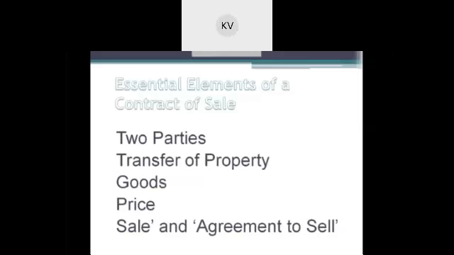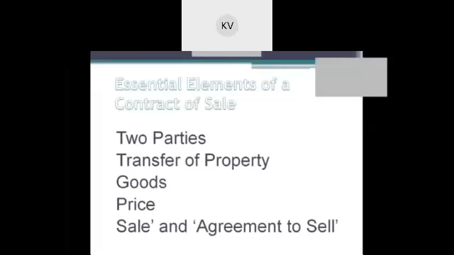Transfer of property. To constitute a sale, the seller must transfer or agree to transfer the ownership in the goods to the buyer. The mere transfer of possession does not amount to sale. Goods. The subject matter of a contract of sale must be goods. It excludes money and actionable claims. Goods include every kind of movable property, stock, shares, growing crops, etc. Goodwill, trademarks, copyrights, patent rights, etc. are also regarded as goods.